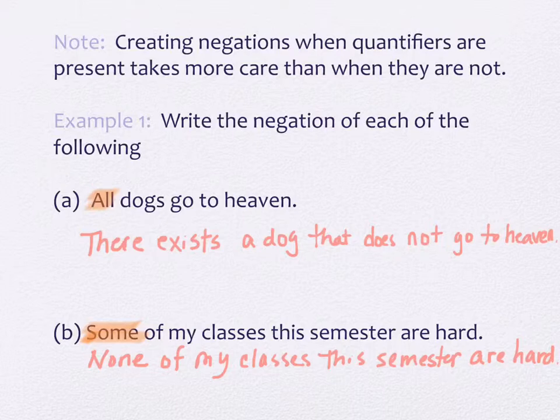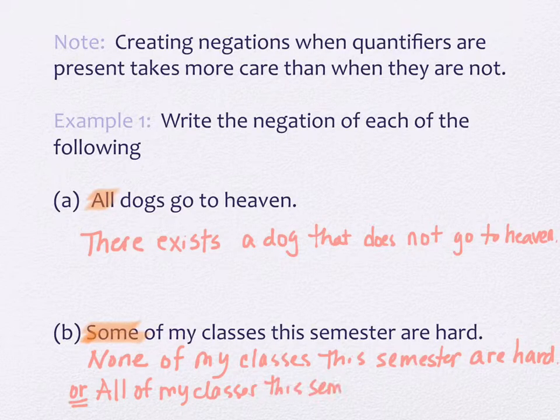Okay? Let's write it one other way, just in case you happen to think about this as you're working through other problems. We could start out with, instead of working with the word some, all. If I start out with the word all, what am I going to have to say next? You're very close. So all of my classes this semester, I don't want to say are easy. Any idea why I don't want to say are easy?